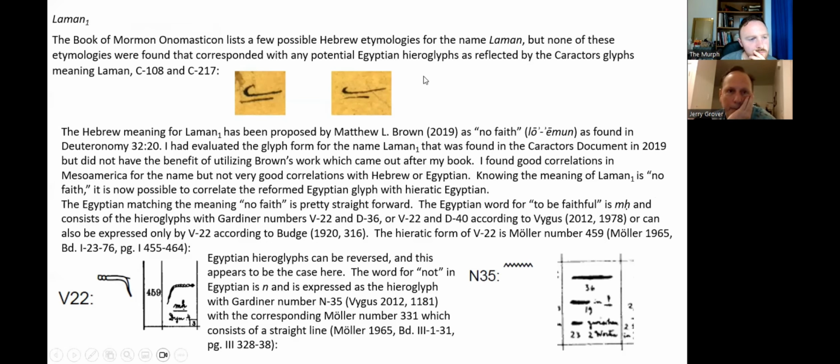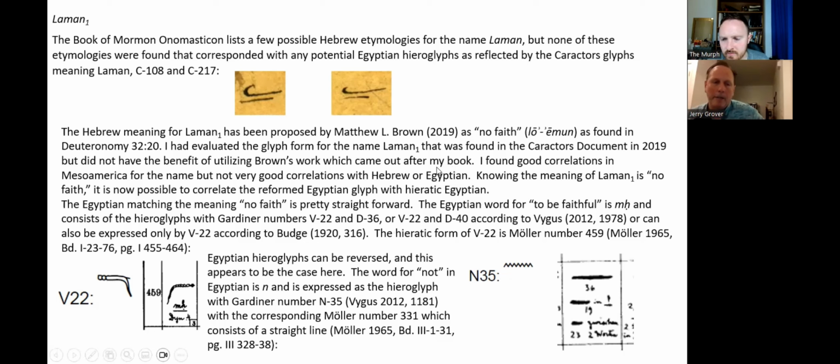Okay, the Book of Mormon Onomasticon listed a bunch of things for laymen. That's why this is not in the book, because I didn't really find any good matches. I proposed some things, like Lamani meaning crocodile in Maya, so it corresponded with Mesoamerica in some ways. But Matthew Brown has it proposed as "no faith," found in Deuteronomy. So basically unbeliever is what he's saying, from the Hebrew meaning.